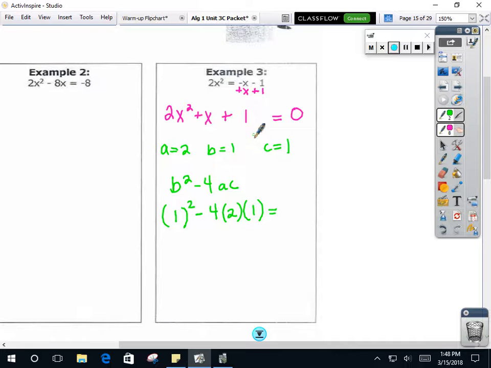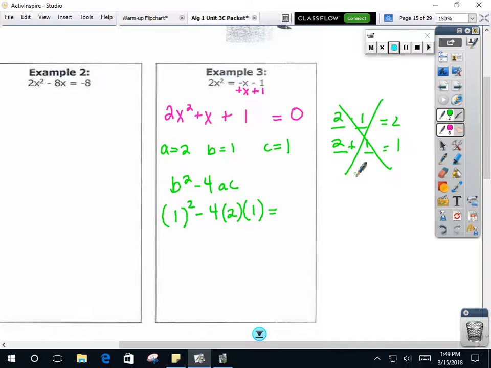Are you talking about the a times c method? Well, if you try the a times c method, 2 times 1 equals 2, so you're multiplying to get 2, and you're adding to get the b, which is 1, because there's an understood 1 in the b place. And the only numbers to multiply to get 2 are 2 and 1. And you can't add those and get a positive 1. And if you tried to change this to a negative to make that work, then it won't work up here. So this one cannot be factored by any method, which is why we got to do quadratic formula.